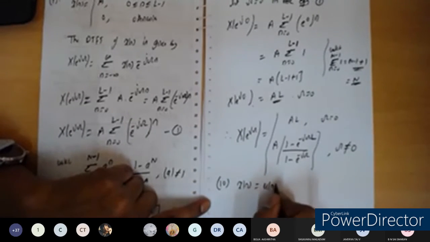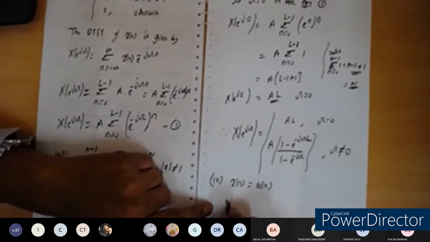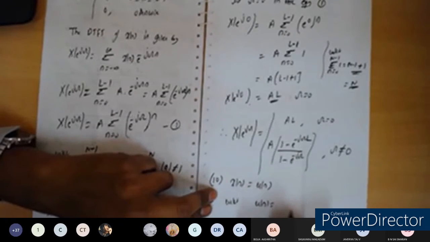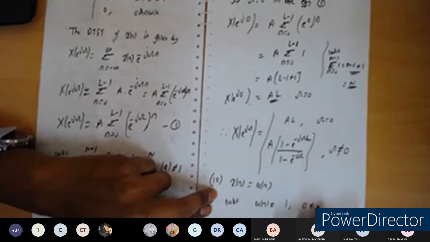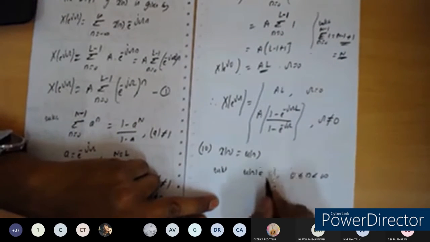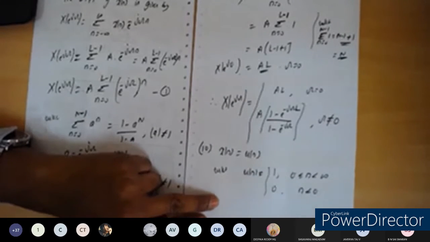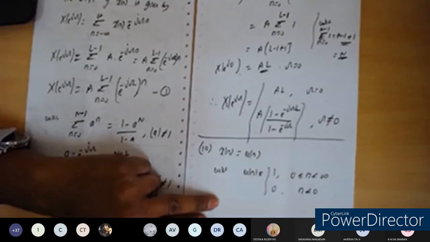X of n is equal to u of n. This is an exam problem, and even the previous one is also an exam problem. We know that u of n is equal to 1 for n from 0 to infinity, and it is equal to 0 for n less than 0.